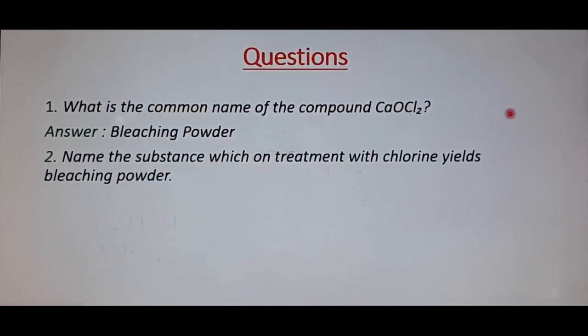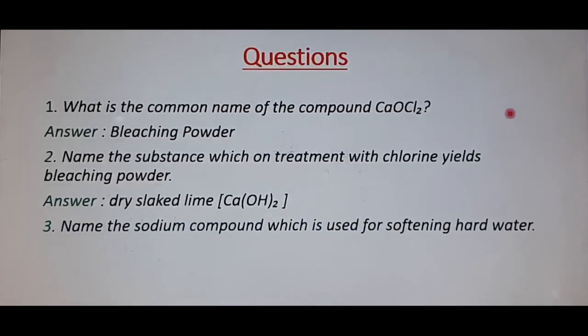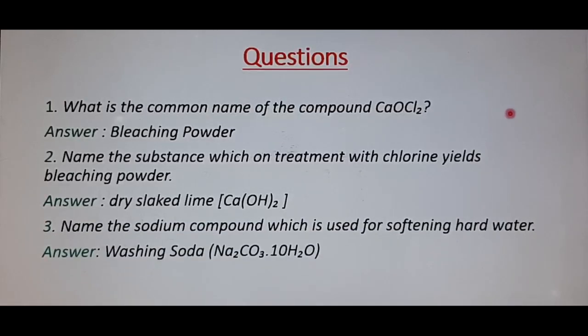Name the substance which on treatment with chlorine yields bleaching powder. I hope you remember. That is dry slaked lime, which is calcium hydroxide. We have already learned in the second reaction, when chlorine reacts with calcium hydroxide or dry slaked lime, we get bleaching powder. The third one is, name the sodium compound which is used for softening hard water. This is again very simple, that is washing soda.